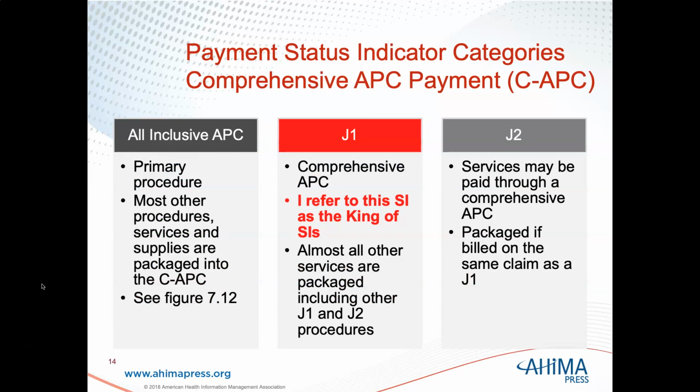Moving on to comprehensive APC payments, this is status indicators J1 and J2, and these were developed with the goal of moving towards a fully packaged outpatient PPS. These are all-inclusive APC categories where a primary procedure is identified for the encounter, and then most other procedures, services, and supplies are packaged into the CAPC payment amount. The services that are packaged are adjunctive, integral, ancillary, supportive, and/or dependent services that are provided to support the primary service. And they give you an example of this in figure 7.12, where they have someone with a closed treatment of a metacarpal fracture, closed treatment of phalangeal shaft fracture, emergency department visit, x-ray of hand, and show you how that works through.